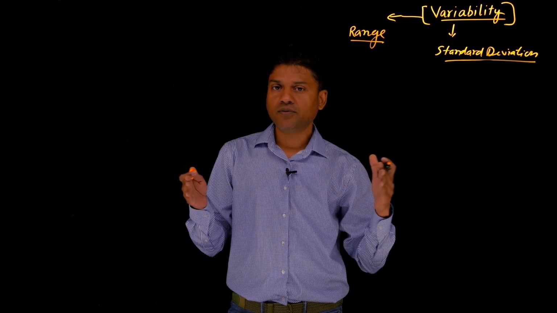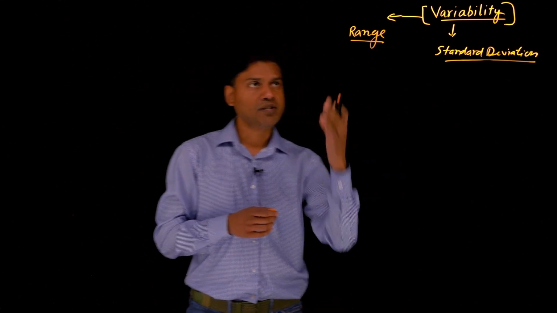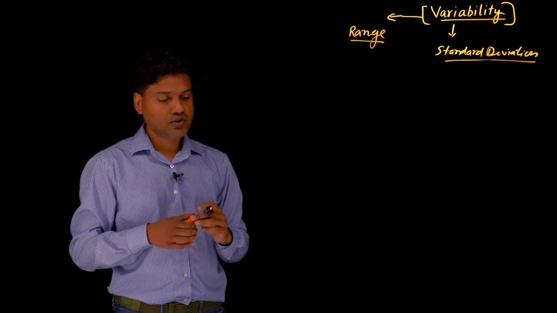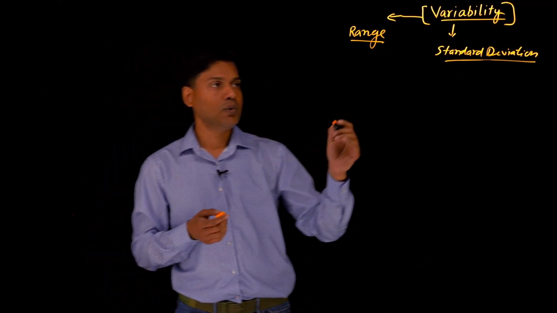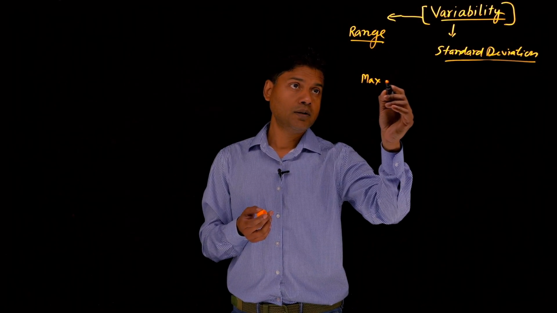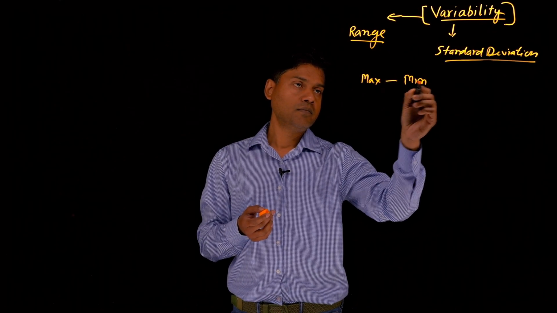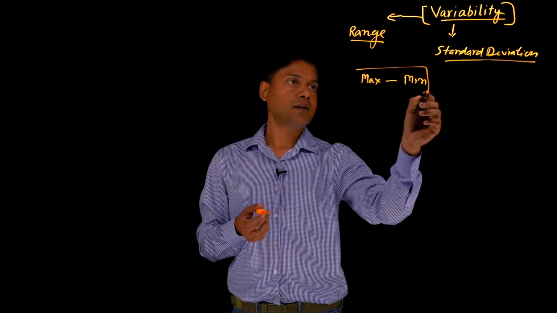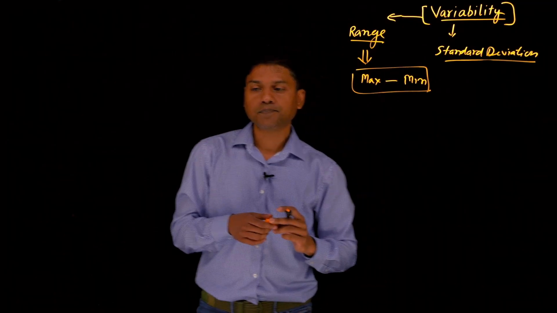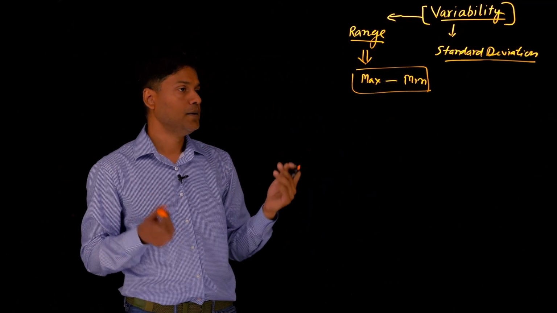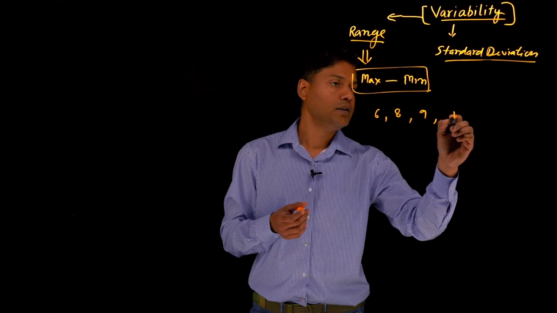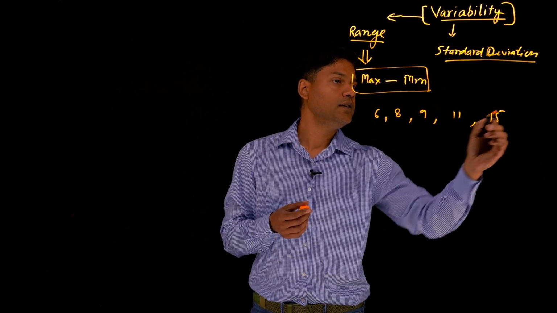So the range of any data set, as the name itself suggests: what you are doing is basically looking at the maximum data point minus the minimum, and that shows the range of your data. So let's say I have the data points 6, 8, 9, 11, 15.